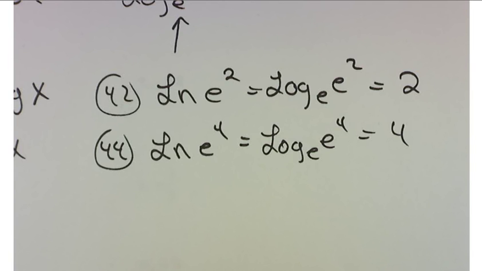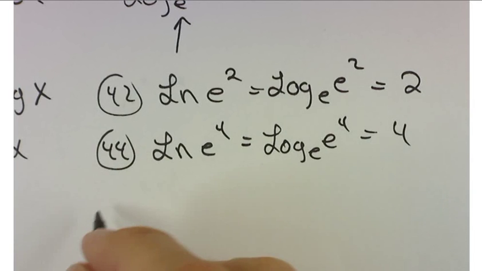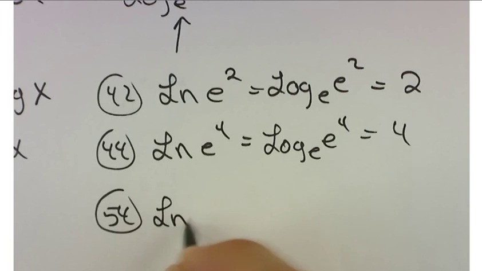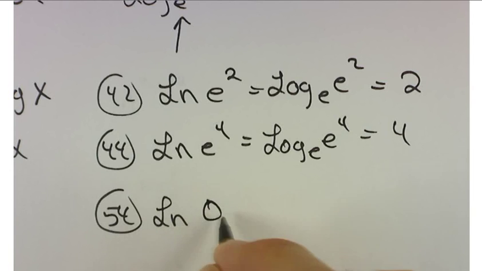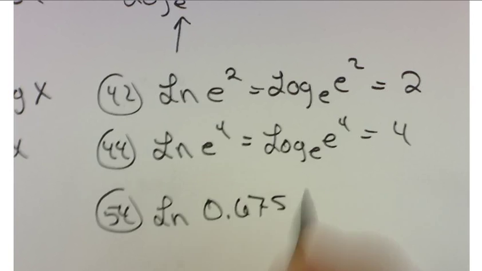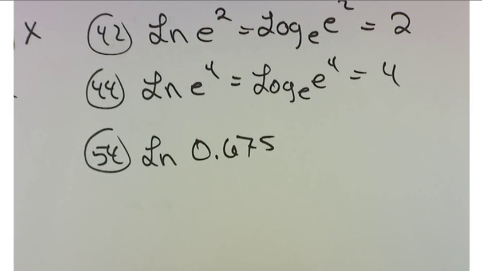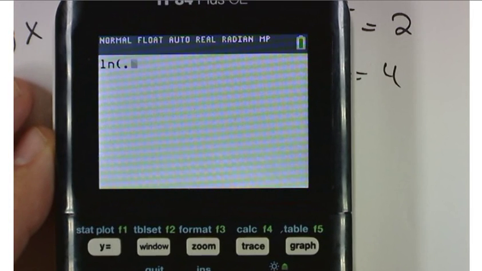We can keep on going. There's a bunch of examples like this. Let's do a couple just strict calculations, and maybe we'll come back and do one more like this. Problem number 54, just to get used to the ln key: ln of 0.675. I'm going to round this to 4 decimal places. So, okay, just a straightforward calculation. ln of 0.675.